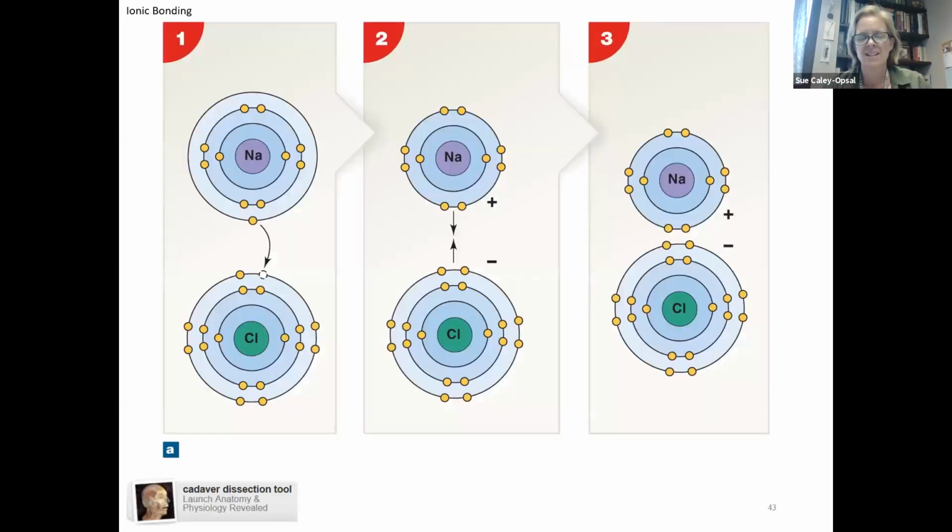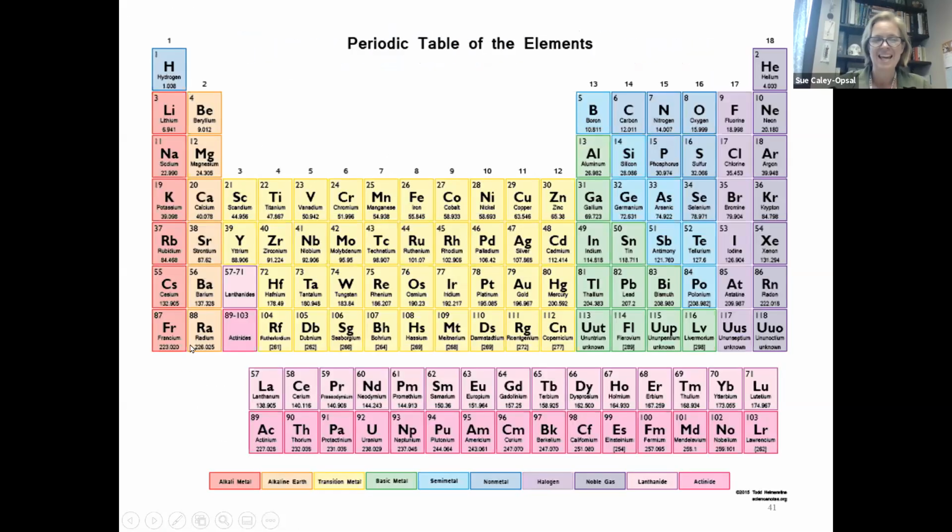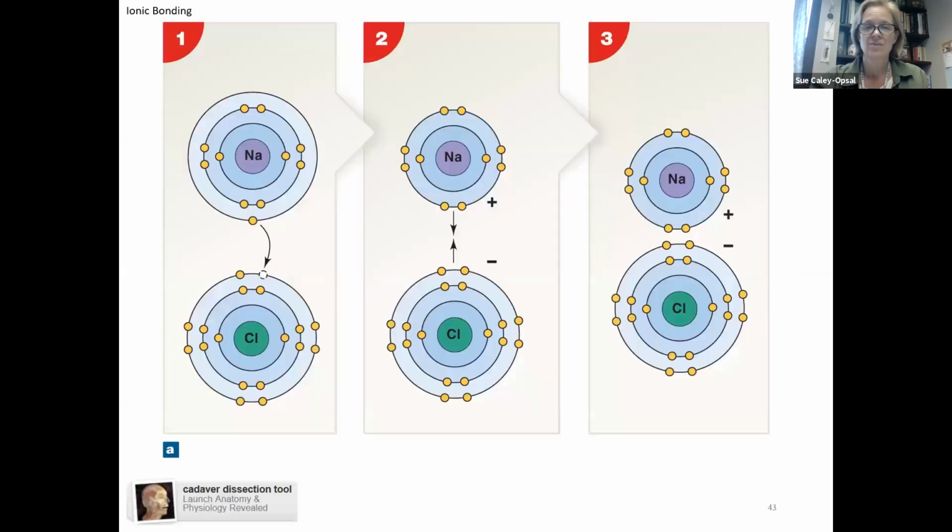So this is a schematic of ionic bonding between sodium and chlorine. Let's go back and look at what elements they are on the periodic table. Sodium is Na, element number 11. Chlorine is element number 17. And if you use our math with the electrons and the orbitals, 2 electrons in the first level, 8 in the second, 8 in the third, this is what you see.